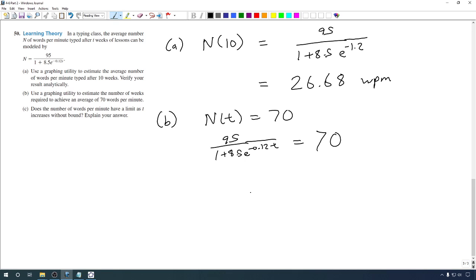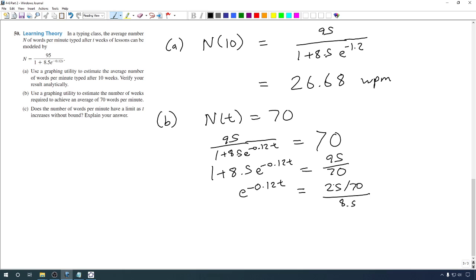I'll divide by 95 and then flip everything upside down. So 1 plus 8.5 e to the negative 0.12 t is equal to 95 over 70. We subtract 1 from both sides and divide by 8.5. I'll have e to the negative 0.12 t is equal to, well, 95 over 70 minus 1 is actually 25 over 70. But then I'm dividing that by 8.5.